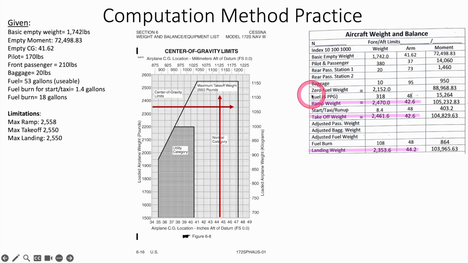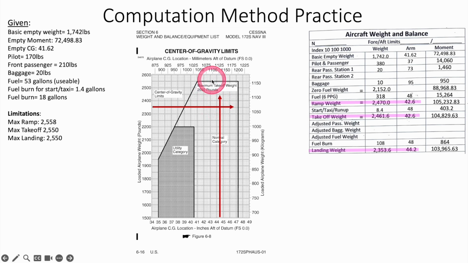So key weights that we're going to be looking at are ramp weight, takeoff weight, and landing weight. So those are all within the limitations right here on the left, and the center of gravity for takeoff and landing are all within limitations within this envelope. So this flight is good to go.